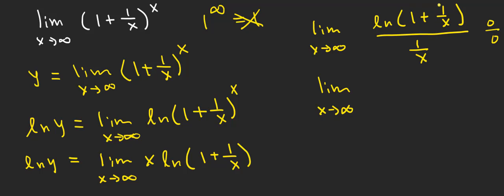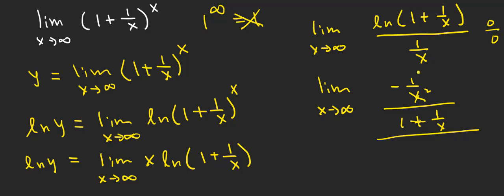So what is the derivative of that? The derivative will be negative 1 over x squared, the derivative of this, over 1 plus 1 over x, because the derivative of natural log of u is u prime over u, all over the derivative of that, which is negative 1 over x squared.